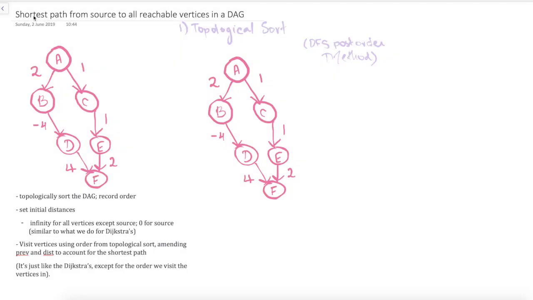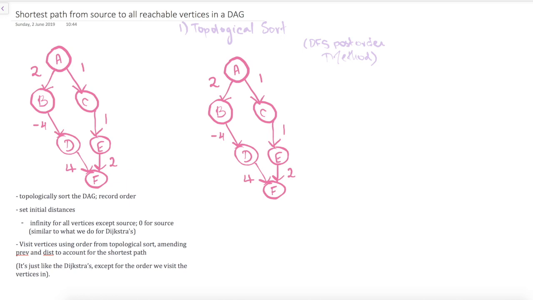algorithm which finds the shortest path from a source to all other reachable vertices in a directed acyclic graph. So to start off with, we have this example of a directed acyclic graph, and I've written out some edge weights. In this case, we can use negative edge weights, and we're guaranteed to not have a negative cycle because it is an acyclic graph.